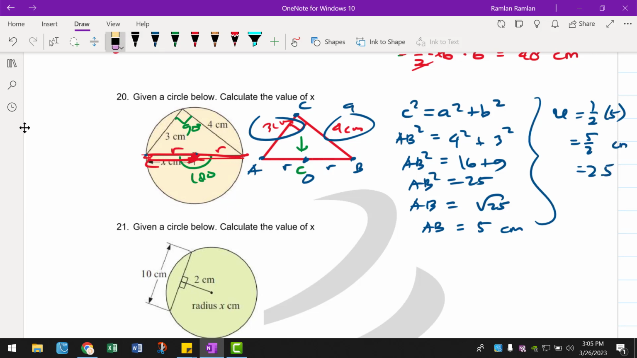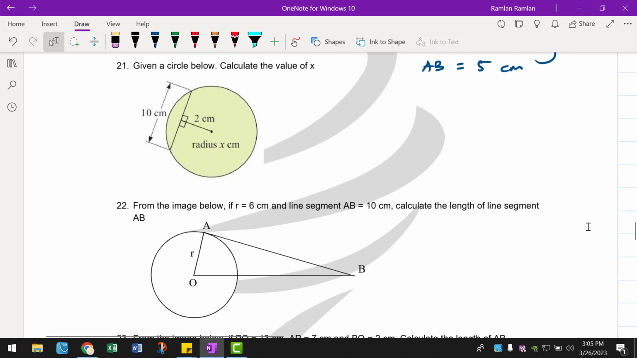You don't need to write down the centimeter, because in here it has been written centimeter. So it's just this or this. Both of them are correct. Okay, let's go to number 21.